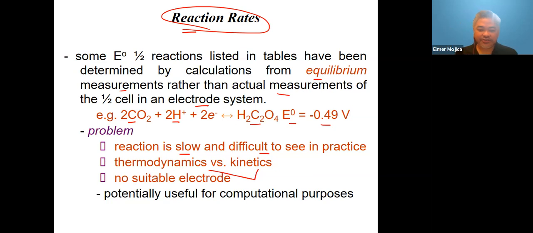And there's usually no suitable electrode that measures this type of problem. So as much as possible, you want it faster. Okay? So potentially it's useful for the so-called computational process. So that's the problem with them.